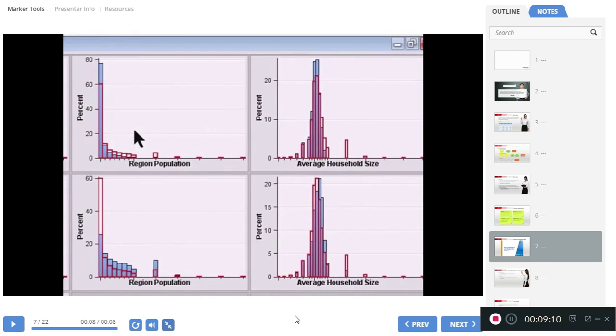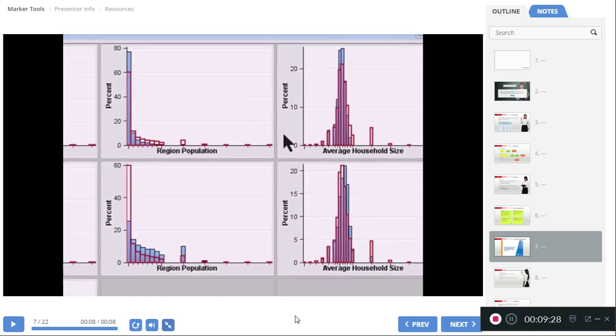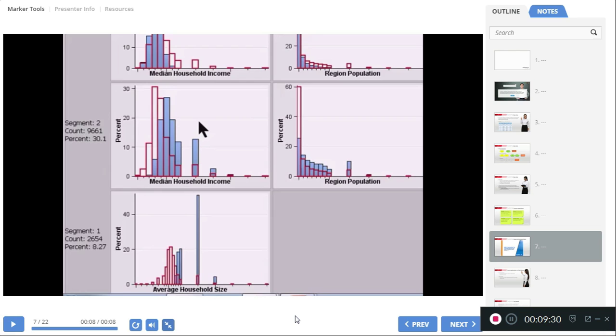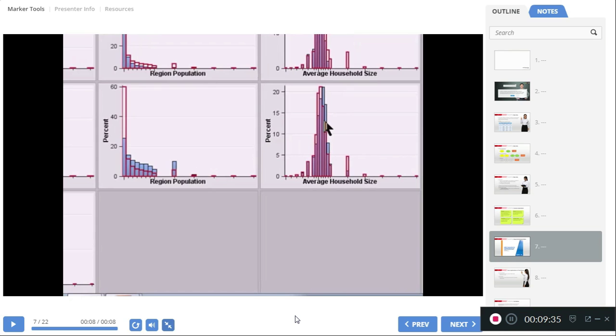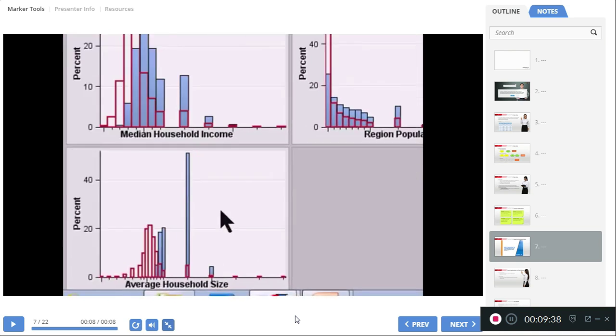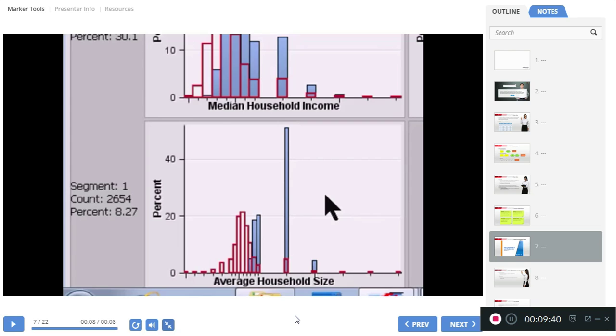The second variable that characterizes segment 3 is region population. You can see these are fairly low population density groups or observations, and the average household size is just a little bit less than the rest of the population. All of the large households seem to be in other segments. For segment number 2, it's mostly characterized by having high median household income and high population density and a fairly high average household size. Finally, segment number 1 is mostly characterized by a high average household size. That is the variable that mostly characterizes it.